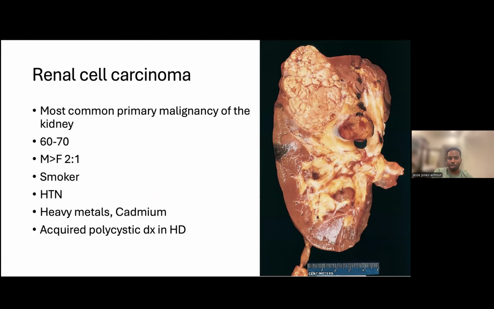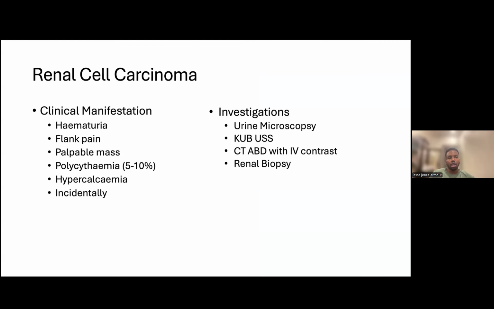So renal cell carcinomas are the most common primary malignancy of the kidney. It usually presents in the age group of 60 to 70 years old. It is a male to female ratio of 2:1, and the most important risk factor for such is smoking. We could also have risk factors of hypertension, heavy metals such as cadmium, and then you could have patients who have acquired polycystic kidney disease or are on hemodialysis. They are at increased risk of renal cell carcinoma as well.